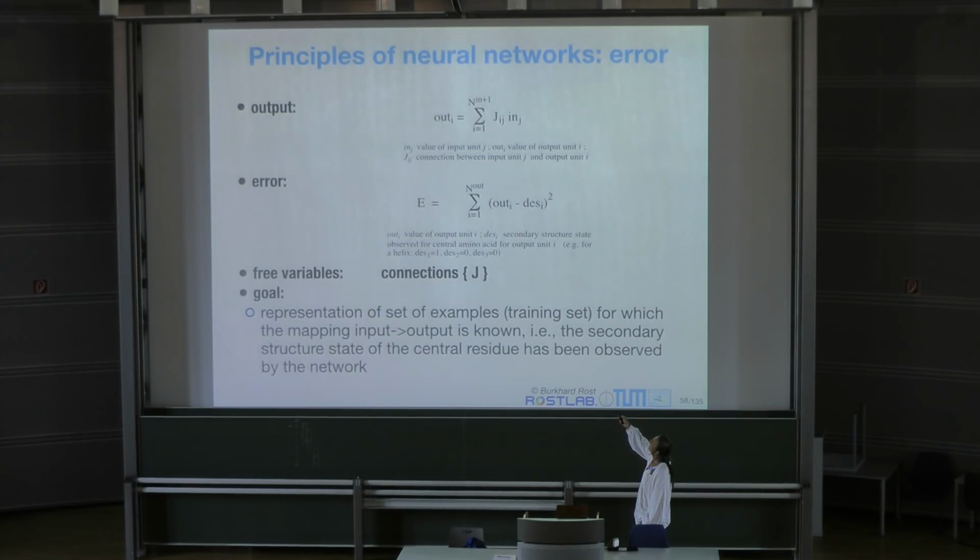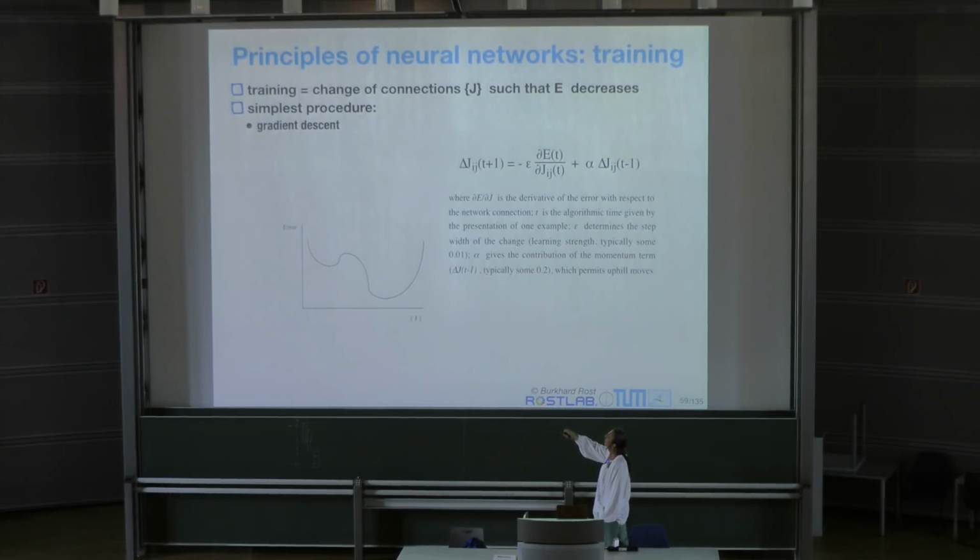You train by going down in the landscape of error that you have here. And you do that by going down such that you reduce the error. At every single time step, t+1, you change the connections in a way in which they are negatively proportional to what you have with the derivative to the connection. Very simple. You go downhill is what this term means here.